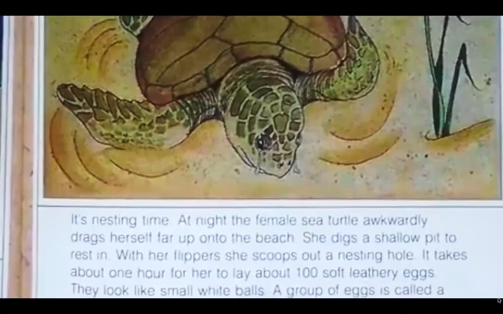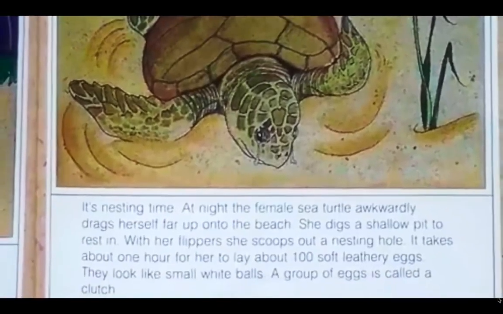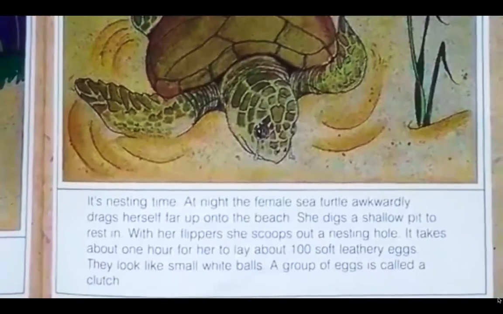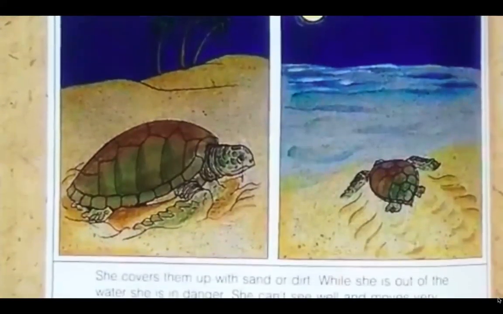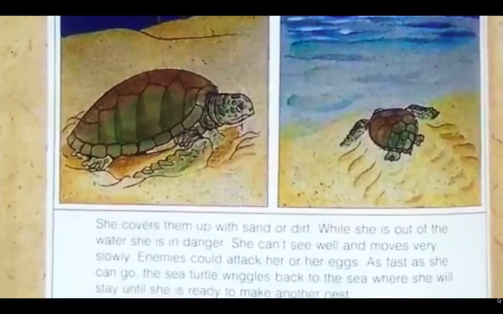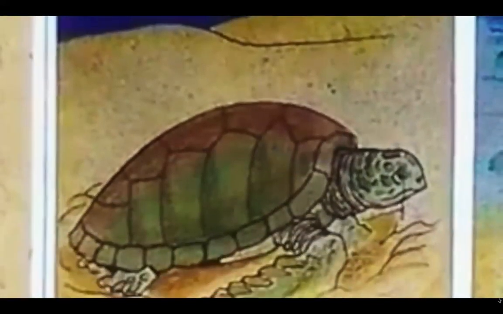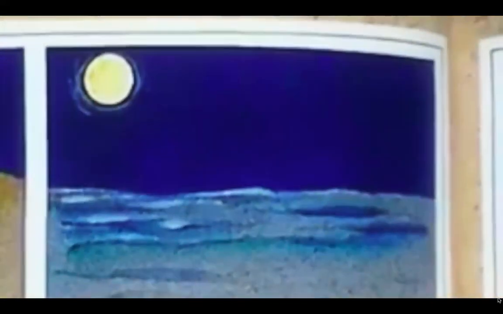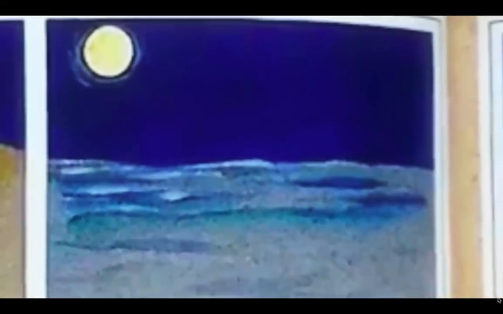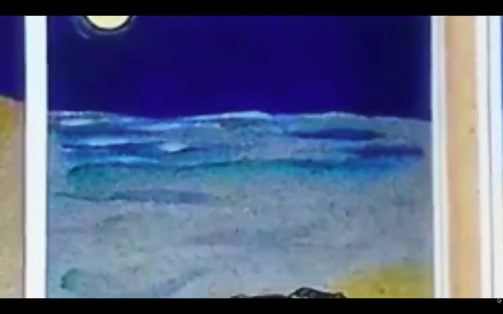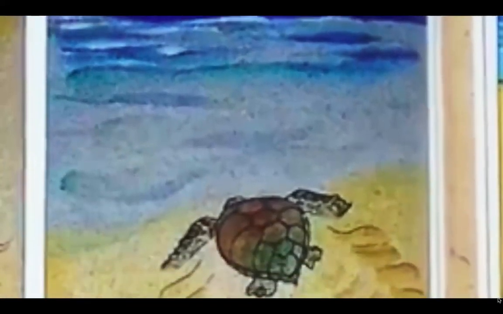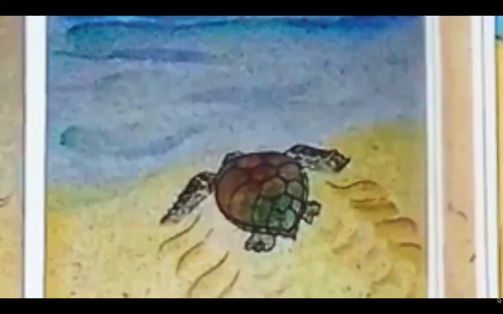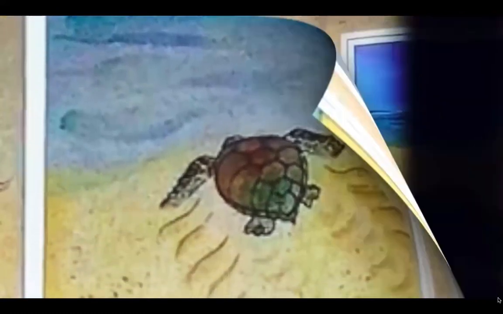They look like small white balls. A group of eggs is called a clutch. She covers them up with sand or dirt. While she's out of the water, she is in danger. She can't see well and moves very slowly. Enemies could attack her or her eggs. As fast as she can go, the sea turtle wriggles back to the sea where she will stay until she is ready to make another nest.